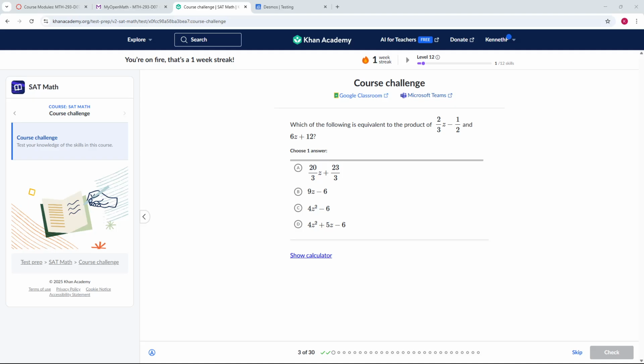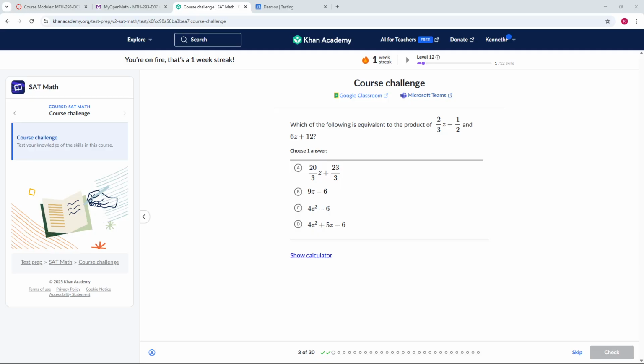Which of the following is equivalent to the product of 2/3 z minus 1/2 and 6z plus 12? Well, the product, remember, is multiplication. So we're going to have to multiply these. Now you can do this by hand or you can do it in Desmos, but I'll do it by hand first. So 2z over 3 minus 1/2, terrible z, I know, times 6z plus 12. Well, we know that 6 divided by 3 is going to be 2, so it's pretty much 2z times 2z.